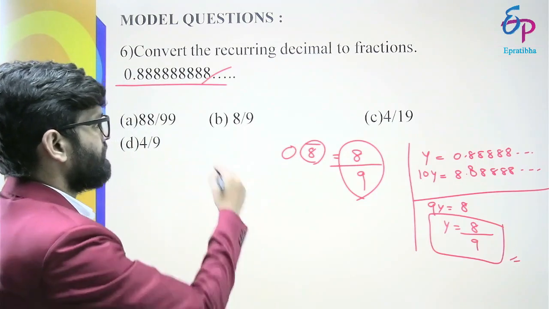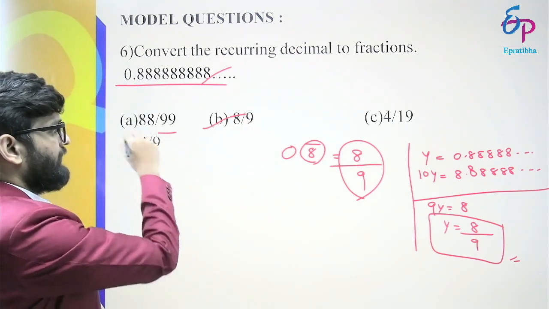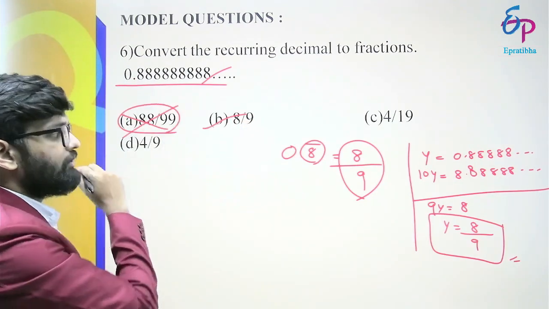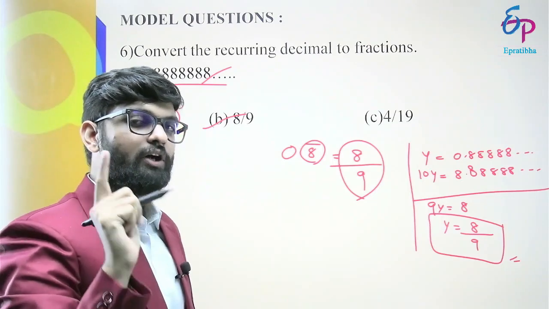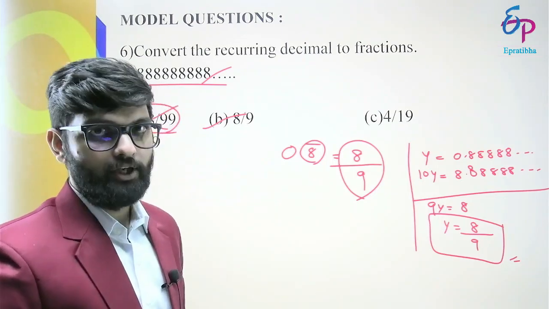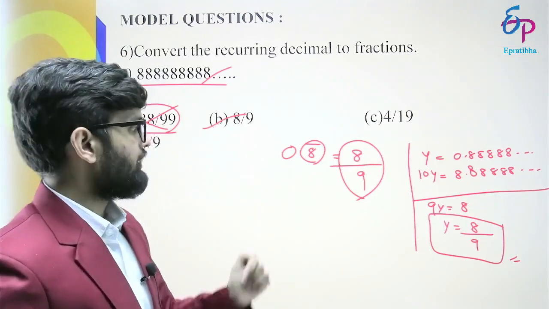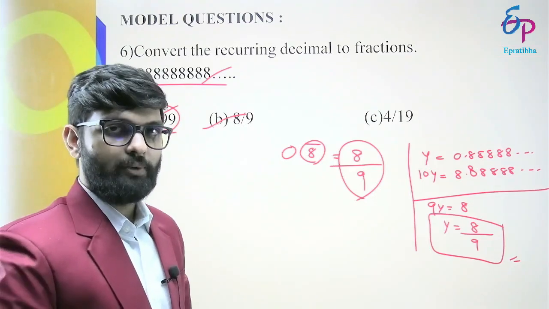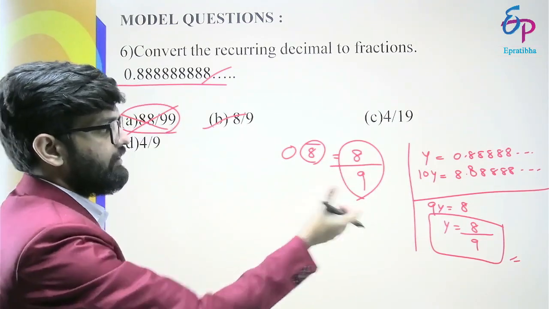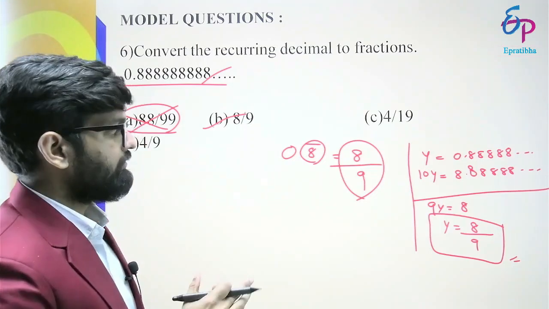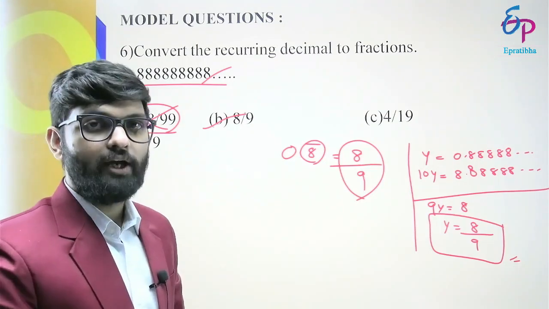It seems like some people will put it as 88 by 99, but it is wrong, because only one number is repeating. That's why you have to take it as one 9 in the denominator, and only 8 is repeating, right? There is nothing else repeating there. So you have to take only one 8 in the numerator. So this is the shortcut, and that is the traditional method. Whatever you feel confident about, please go ahead with that one.